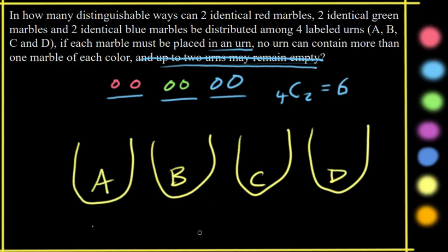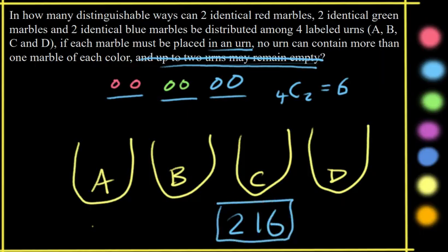So it's 4 choose 2 times 4 choose 2 times 4 choose 2, which is 6 times 6 times 6, which is 216. So the answer here is 216.